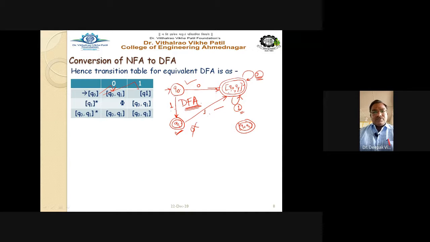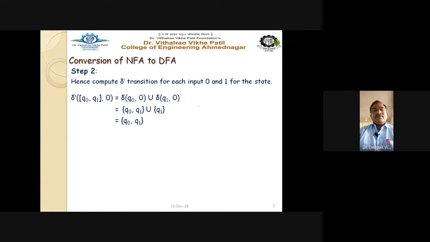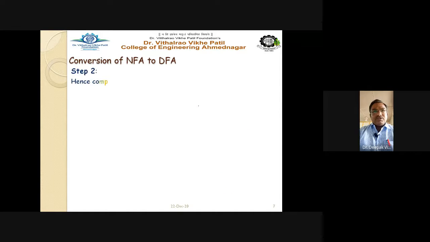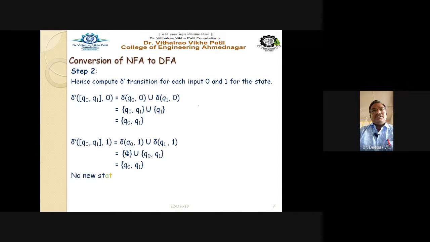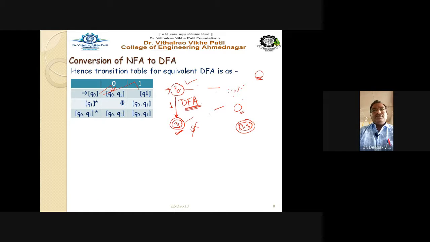So see the earlier figure of our NFA. This is our non-deterministic automata, right? And this NFA is now converted step by step into the resultant DFA, that is, the deterministic finite automata, right? So see, this is your DFA.